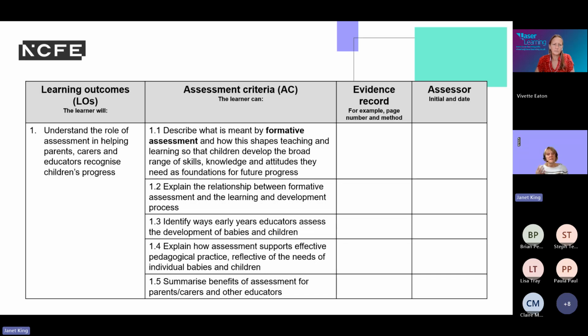And being able to express and explain what that means is really important. So how that shapes teaching and learning so that children develop the broad range of skills, knowledge and attitudes they need as foundations for future progress. So it's important that we have those check-ins, and the early years foundation stage is telling us you don't need to be bogged down with lots and lots of paperwork.